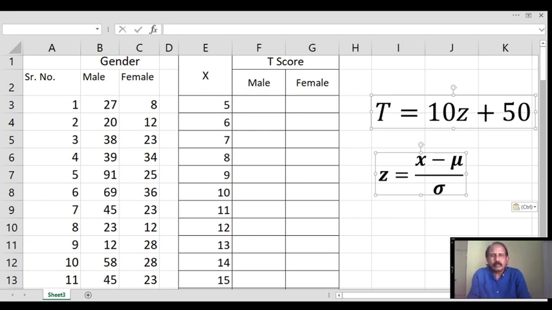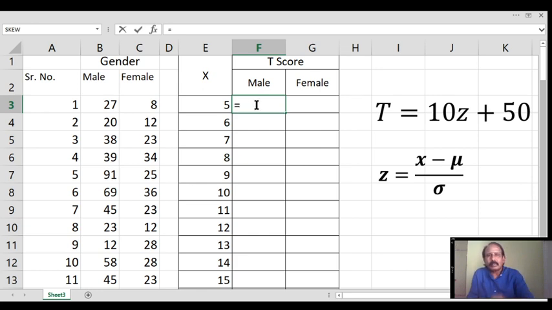And the statistical formula of T, as shown on the screen, is T equals to 10Z plus 50, where Z is X minus mu upon sigma, where mu is mean and sigma is standard deviation. Mu is average and sigma is standard deviation. Now first we find the T-score for male in terms of X equals to 5.